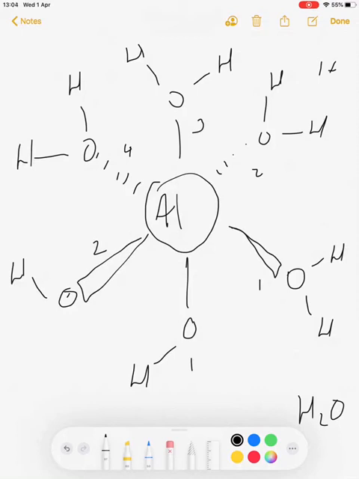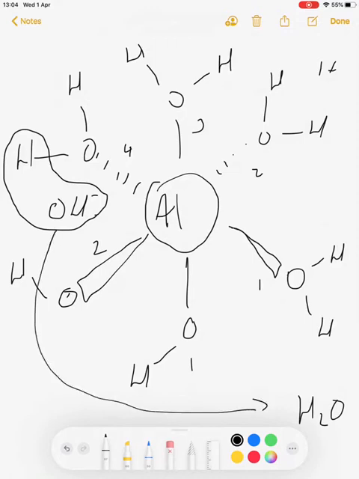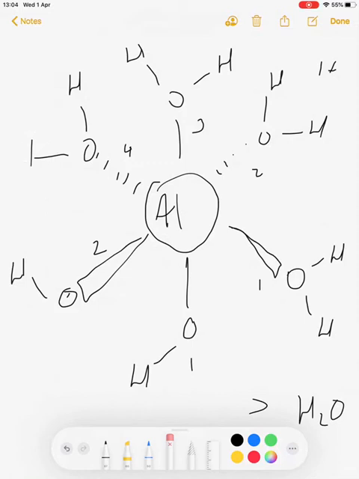And then if I continue adding hydroxides to this, so if I add another hydroxide on there like that, that will remove another hydrogen from another one of the waters. So that will form water again. And this time I've now got 3 waters and 3 hydroxides.